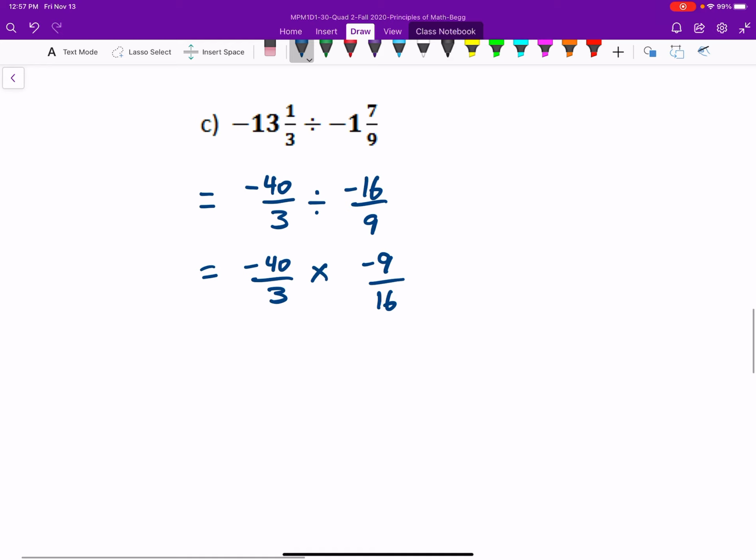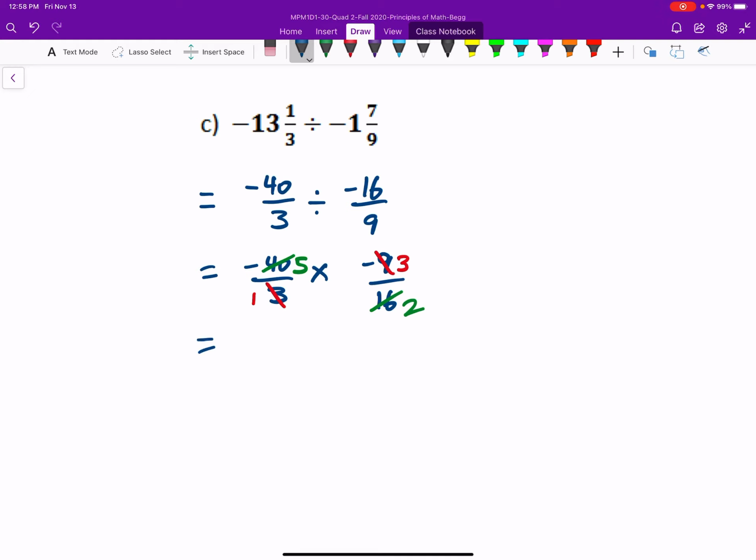Again, I could multiply negative 40 times negative 9, but I'm going to get a big number. I'm going to get 360. Why not make it smaller if I can? 3 goes into itself once. It goes into 9 3 times. Leave the negative sign there. Also, I know that 8 goes into 16 twice. 8 goes into 40 5 times. Leave that negative sign there.